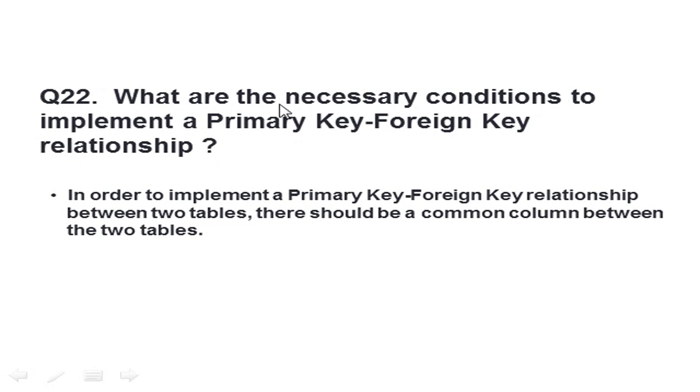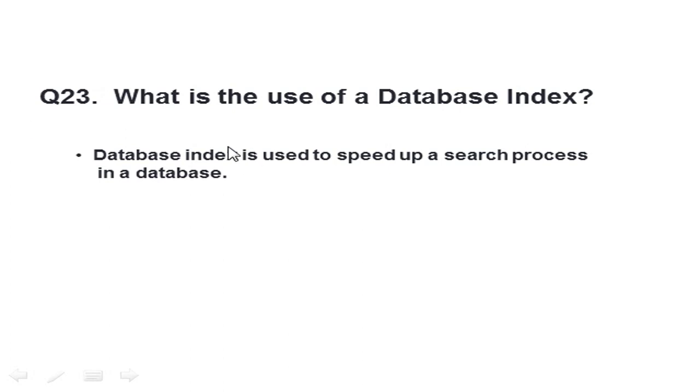Next one, what are the necessary conditions to implement a primary key foreign key? That we have already seen just now. And the next question is, what is the use of a database index? Why do you use a database index? A database index is used to speed up the search process in a database.